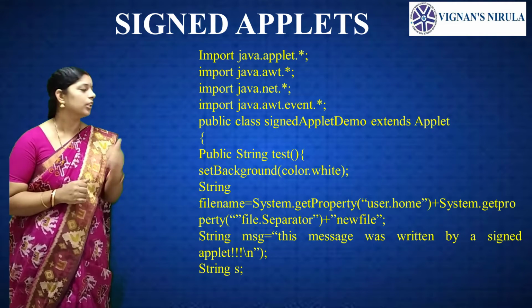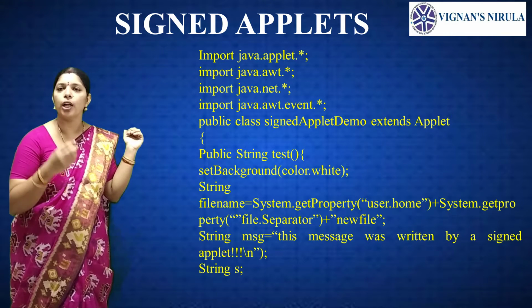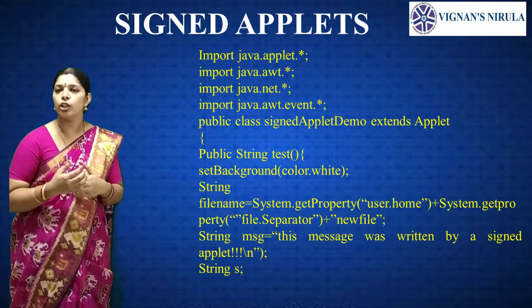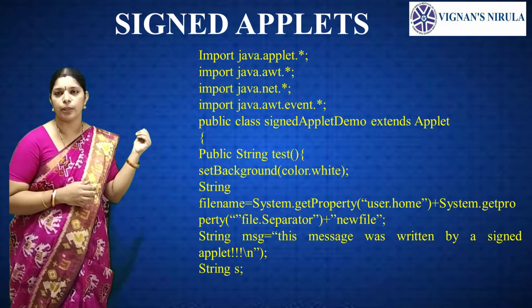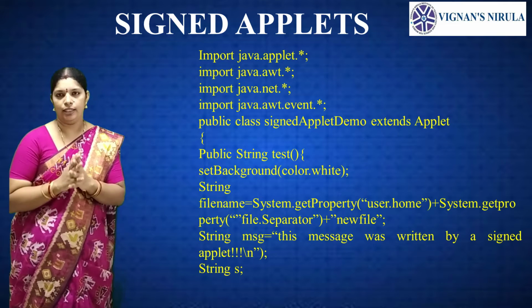And next we are inserting the file name. What is the file name? We have to get the properties of the particular file name. That equals System.getProperty of user.home plus System.getProperty of file.separator. With one file.separator, we are separating one file.